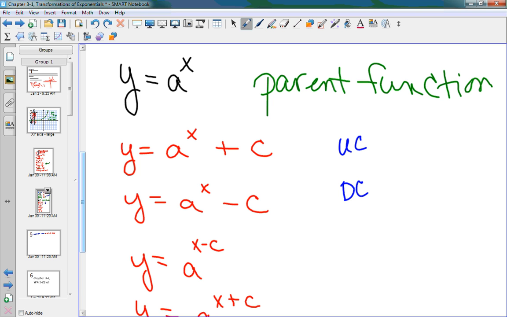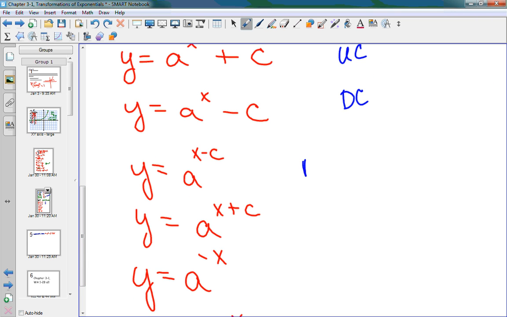Now, what's the next one? A to the x minus c, inside with the exponent. It's going to go to the right c units. Are we changing the look of the function? No, we're just moving it over to the right c units every time. Why is that? Because the subtraction is inside with the exponent. This one is outside, taking the function and adding c units to it, moving it up, moving it down. This means I'm actually moving it to the left or to the right, which means I'm changing the x value. Why can't you just have a minus x?